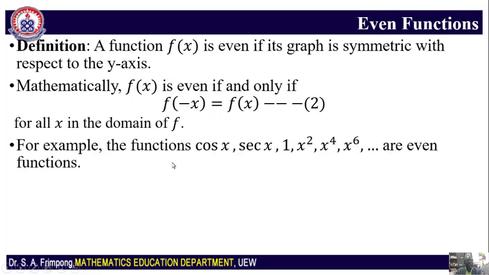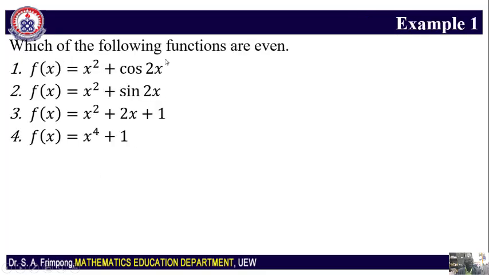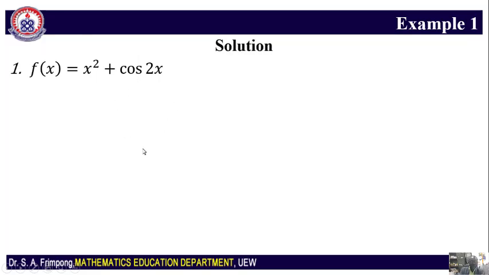Examples of functions which are even are cos x, sec x, and constant functions like 1, 2, 3. x squared, and x raised to all even powers, like x to the power 6, 8, 10, 12, are even functions. So let's use this one to test what we are talking about. Pick the first example here. We want to find out whether this function is even or not.